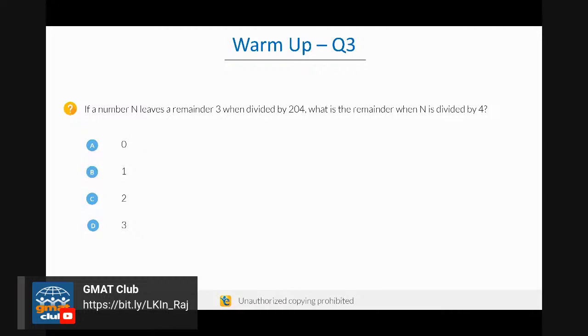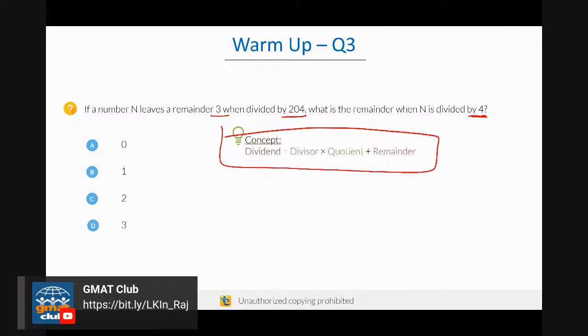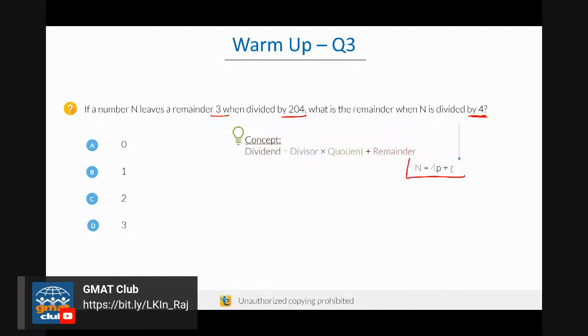It says if n leaves a remainder 3 when it's divisible by 2 or 4, what's the remainder when n is divided by 4? So the equation that we want to use is the remainder equation. We're going to use this to find the remainder when n is divided by 4. What we want to do is express n as 4p plus r. So this is what we want to express.